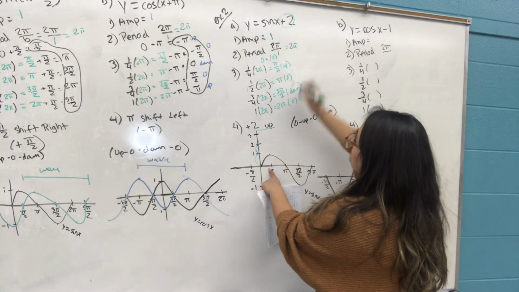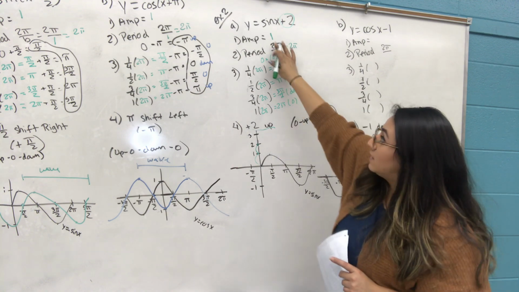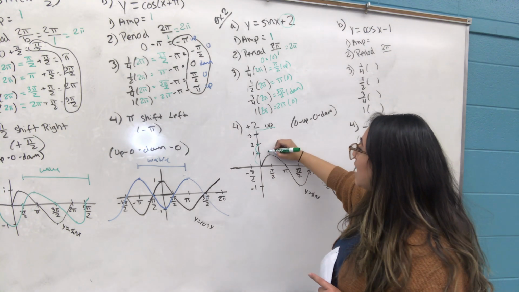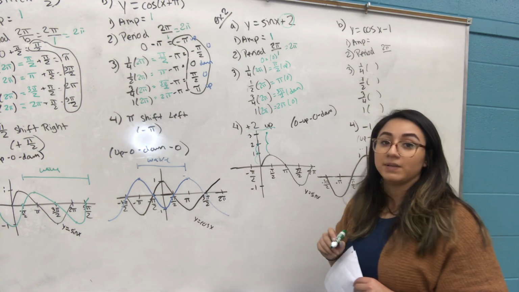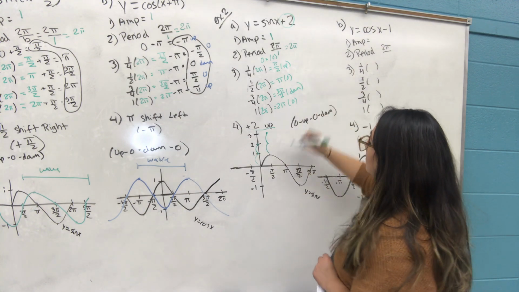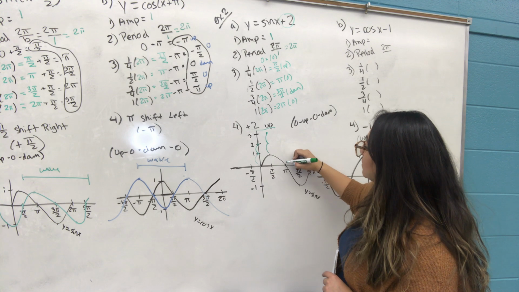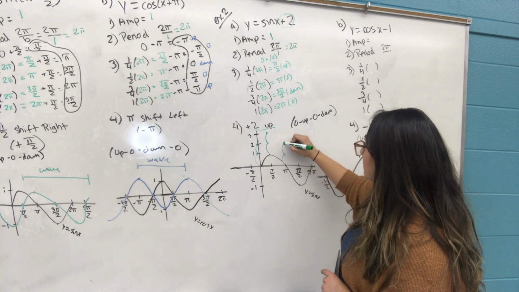At pi over 2, I'm going up. Normally my maximum point is 1, that's my amplitude. I would have to graph here 1, but now we're shifting every unit 2 units upward. So that means my new point is up there. At pi radians, I would normally go back down to 0 to the origin, but now we have to go 2 units upward. So that's going to be up here.